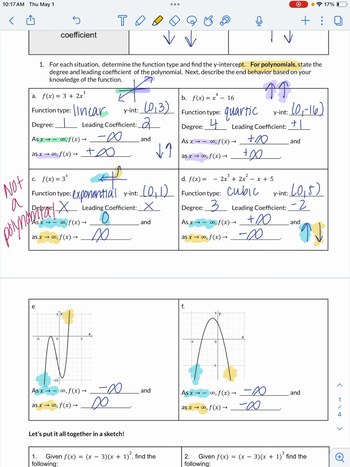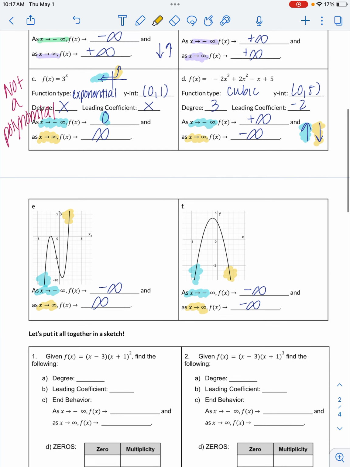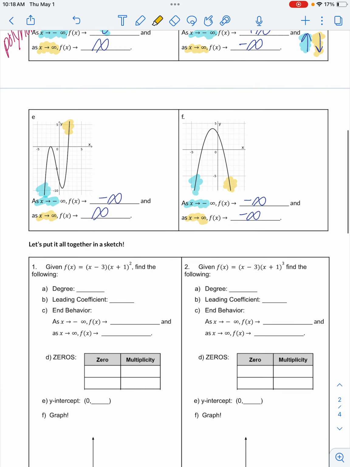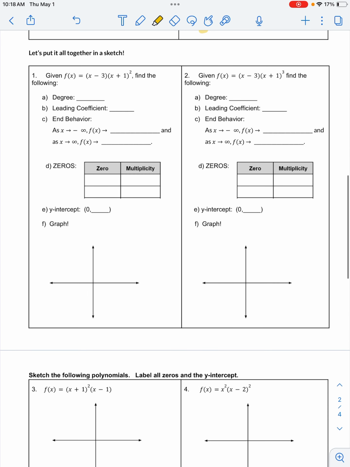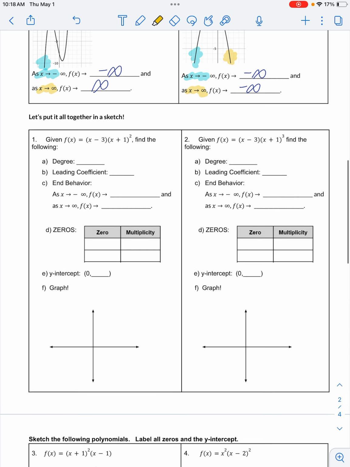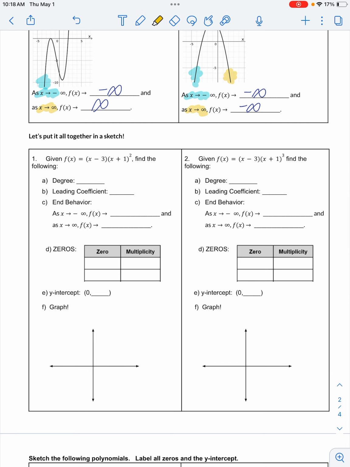And once you know end behavior, that's going to help us actually create the graph. So now we're going to take that end behavior and take everything that we've done and put it together in a sketch. And it's kind of like a step process. So in the first two questions, I gave you the steps, and then in the practice questions, you kind of just need to do it all yourself.